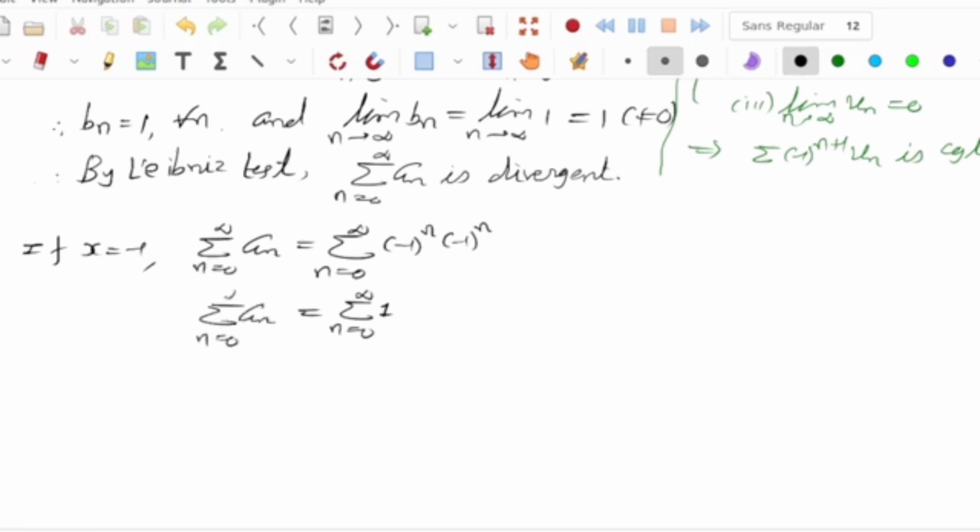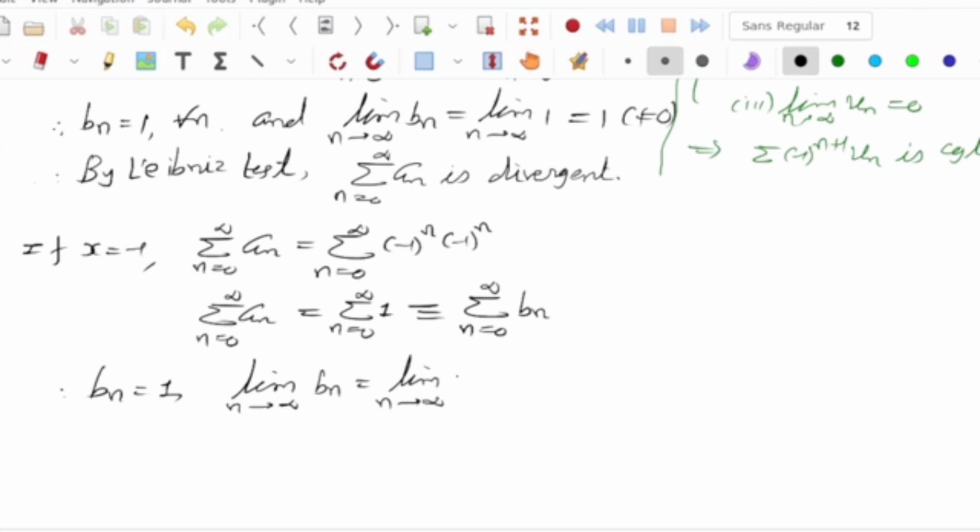So this is 1 plus 1 plus 1 plus 1. You know that infinitely many times the sum of 1 is always infinity. So this is divergent. But how do we mention mathematically n equal to 0 to infinity bn, right? Therefore bn equal to 1. So what is the limit n tends to infinity bn? This is limit n tends to infinity 1 is 1, which is not equal to 0, right?